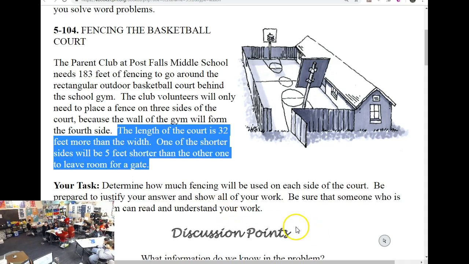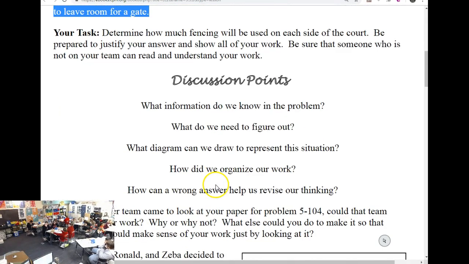Continue. You can go through the next one. Your task part? Yep. Okay. Determine how much fencing will be used on each side of the court. Be prepared to justify your answer and show all of your work. Be sure that someone who is not on your team can read and understand your work. That's the biggie. You should not have to explain it to somebody if you've written things down clearly.